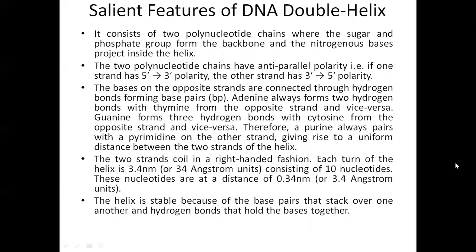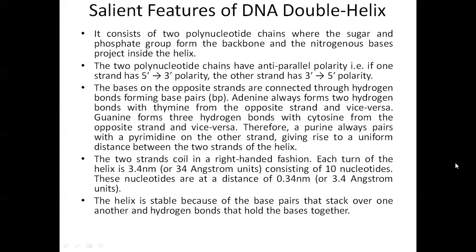So let us see salient features of DNA double helix here. It consists of 2 polynucleotide chains where the sugar and phosphate group form the backbone and the nitrogenous bases project inside the helix. The 2 polynucleotide chains have anti-parallel polarity. That is, if one strand has 5' to 3' polarity, the other strand has 3' to 5' polarity. The bases on the opposite strands are connected through hydrogen bonds forming base pairs.